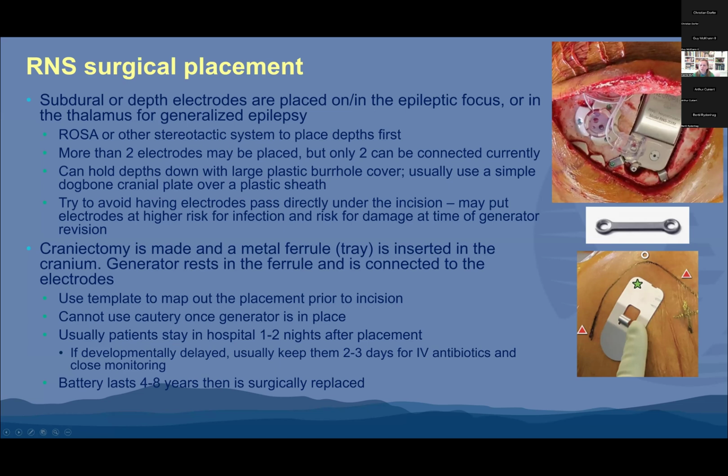Once you've put it in place, you test it, you test any extra electrodes that are in there, you make sure the ones that are connected in are working well, and that you talk to the neurologist to make sure everyone knows exactly what's connected into which port. Usually I keep patients in the hospital for a couple nights after surgery for IV antibiotics. Most of my patients are pediatric and most of them are developmentally delayed. So I usually keep them in the hospital for a couple days of IV antibiotics and to make sure that they're not going to pick at or scratch at the incision before we let them go.